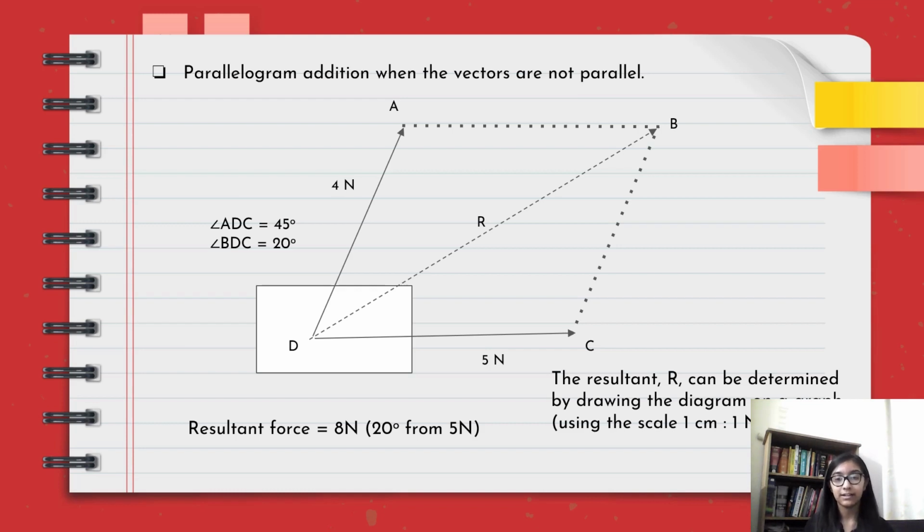And the diagonal that is formed will give us the resultant force, which we can find by using the y-axis of the graph. And then we can find the exact direction in which it is working by measuring the angles using a protractor. So we can see that the angle ADC is 45 degrees and angle BDC is 20 degrees. So we can say that the resultant force is equal to 8 Newton working 20 degrees from the 5 Newton.